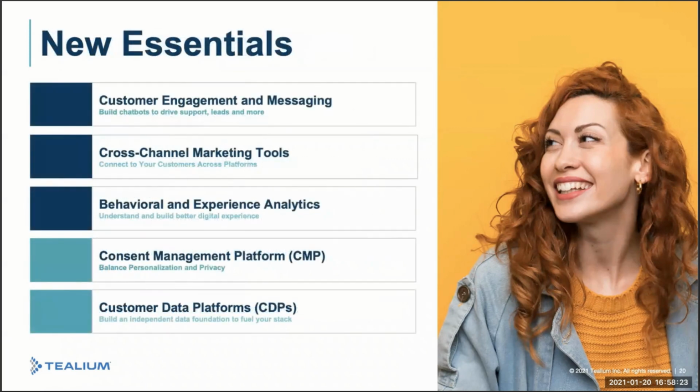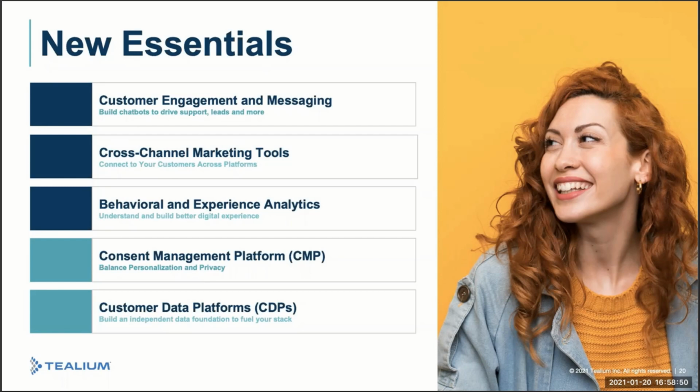So what are the new essentials? There's a couple that I have in mind. The first being customer engagement and messaging platforms. Second, cross-channel marketing tools. Third, behavioral and experience analytics. Fourth, consent management platforms. And fifth, customer data platforms. So those are the 5 that I just want to take a little bit of time and go through. Talk about what it is, why it matters in 2021, and some examples of those techs.